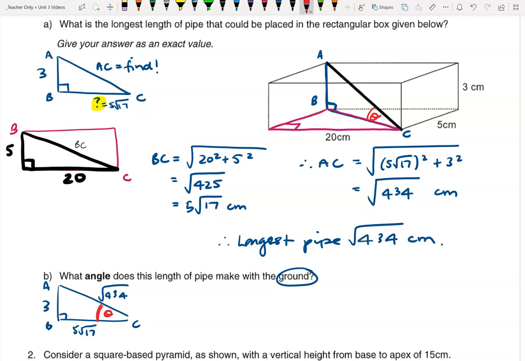So that's nice and easy. I'm going to use these easier values. So I'm going to use the tan ratio. The tan of theta is 3 opposite over 5 root 17. And we can find that as a decimal, it'll be much easier, as 8.28 degrees to 2 decimal places. You can check that on your ClassPad.